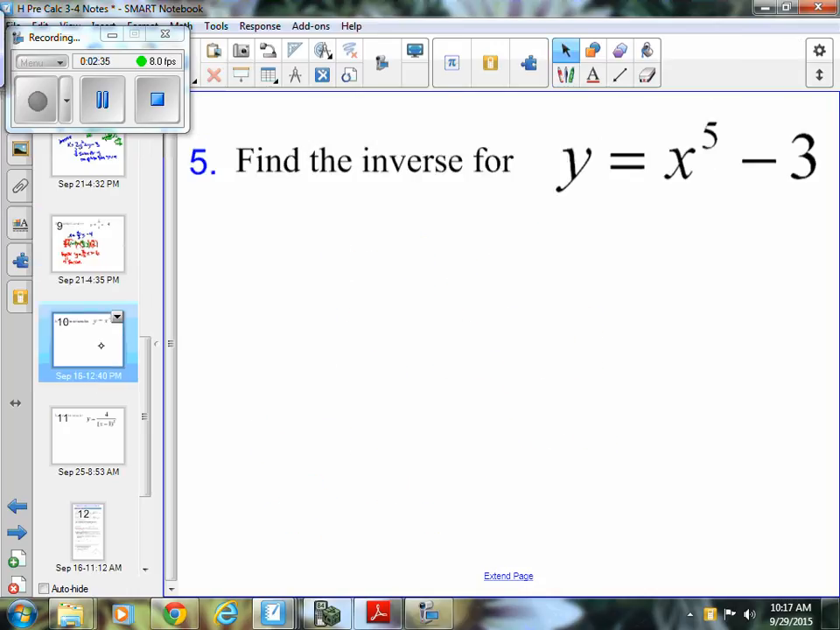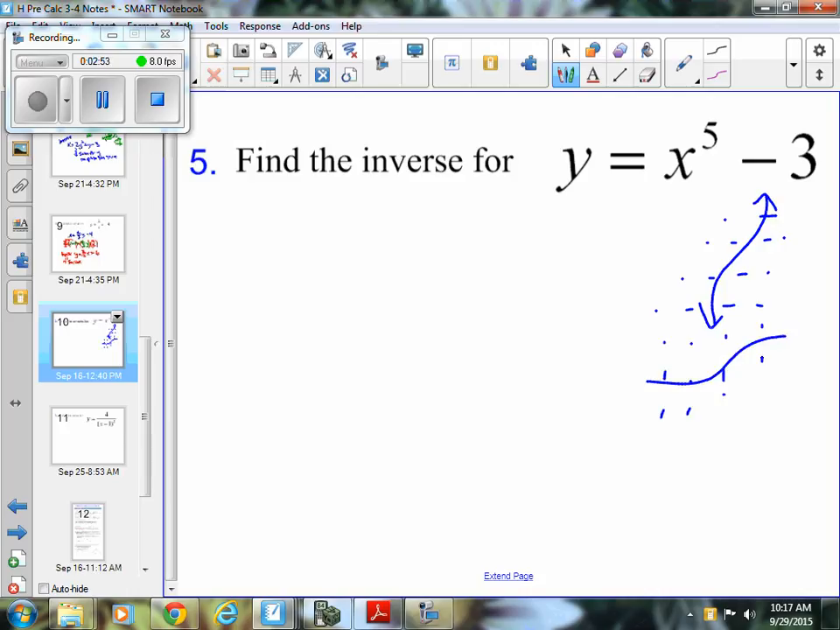Okay, a couple more. So x to the 5th minus 3. For this one, think about your parent graph. X to the 5th looks something like this. The minus 3 shifts it down 3. So think of the horizontal line on the original, only touching 1 point, right? So when you do the inverse, it'll be a graph kind of going across like this. The vertical line will only touch 1 point. So the inverse will definitely be a function. All right, so let's switch the x and the y.